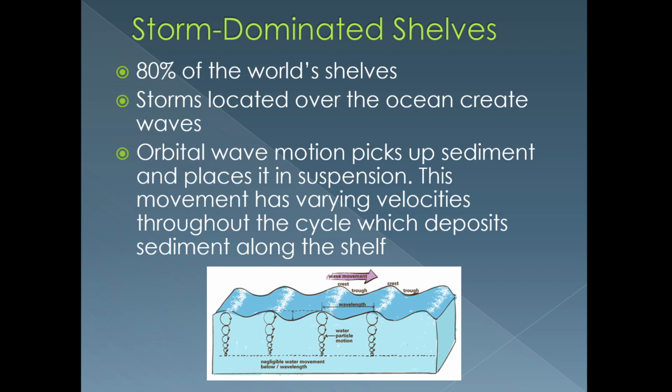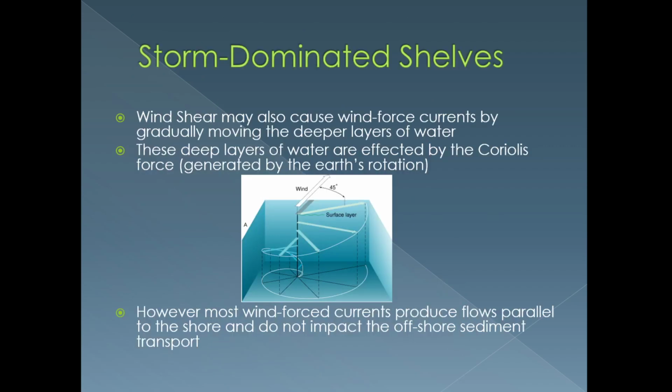interact with the water and create an orbital wave motion, which picks up sediments and places them in suspension. This movement has varied velocities depending on where it is in the water column, and it deposits along the shelf depending on grain size. How this happens is the wind interacts with the water and creates a spiral effect. The wind gradually moves it to deeper layers of the water, and it is affected by the Coriolis effect of the Earth, which is generated by the Earth's rotation.